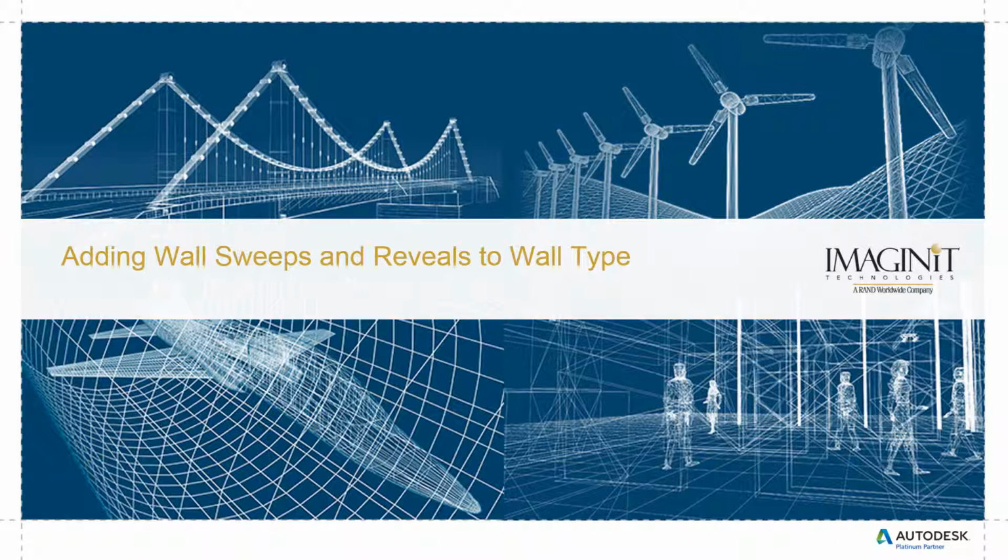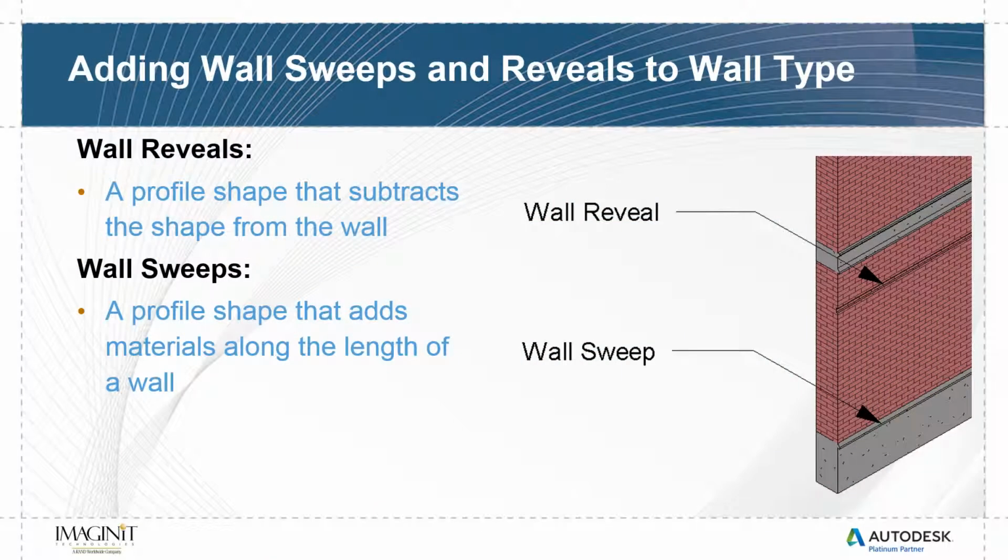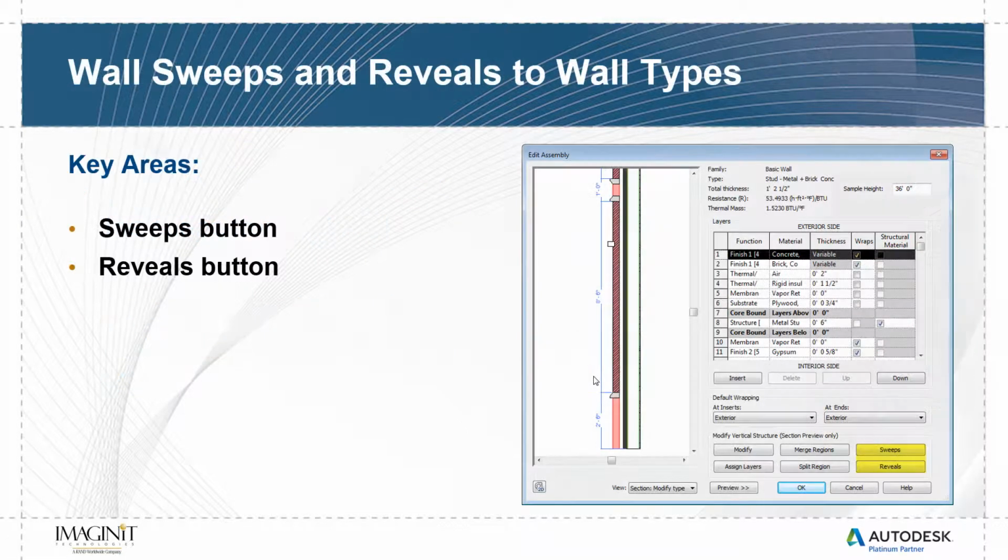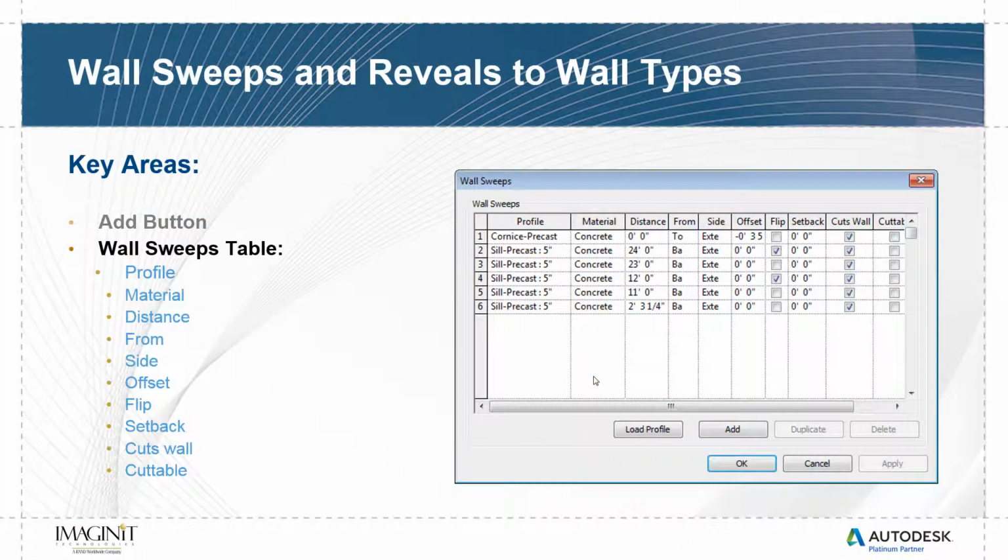So what is a sweep and a reveal? What's a sweep? Okay, and same person, reveal. So a sweep adds material, reveal subtracts material, in a sense cuts out material. In Revit, there's two ways to do these two things. We have it within the wall family or outside the wall family, so we can do it either direction, if you will. We're going to do it within the wall and without the wall.